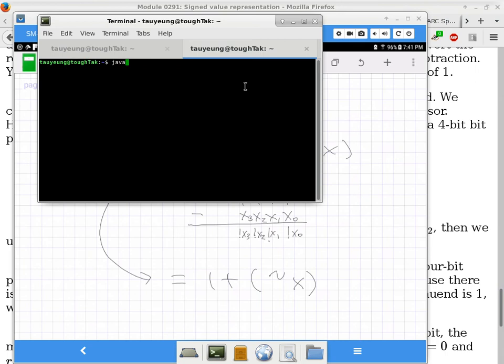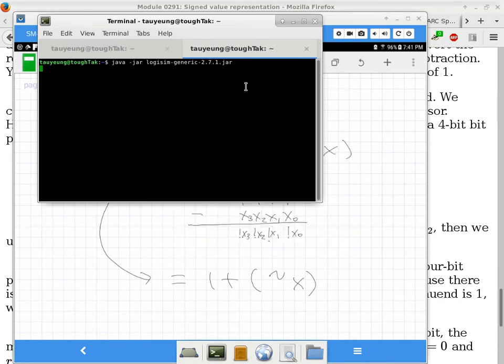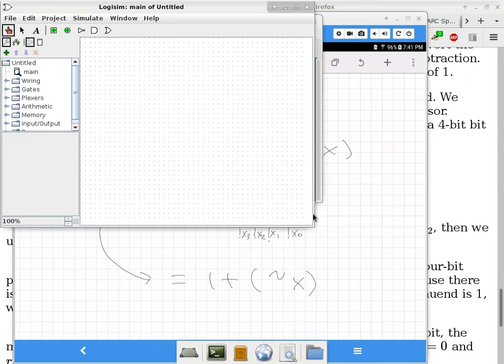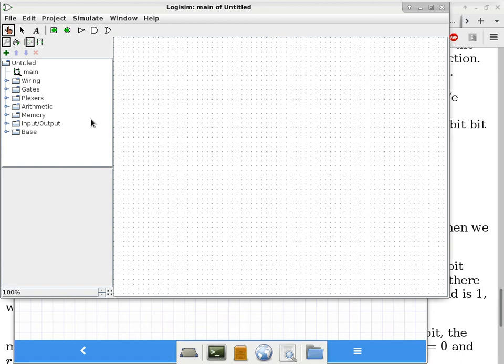Okay, so let's see. Java, that's jar, and then Logisim is probably somewhere here. Yep, there we go. Okay. So we got Logisim. And how many bits do you guys want to deal with? 4 bits? 5? Why 5? Because we don't have a circuit for 5, so we're familiar with the 4-bit one. Okay, so we'll deal with 4-bit.